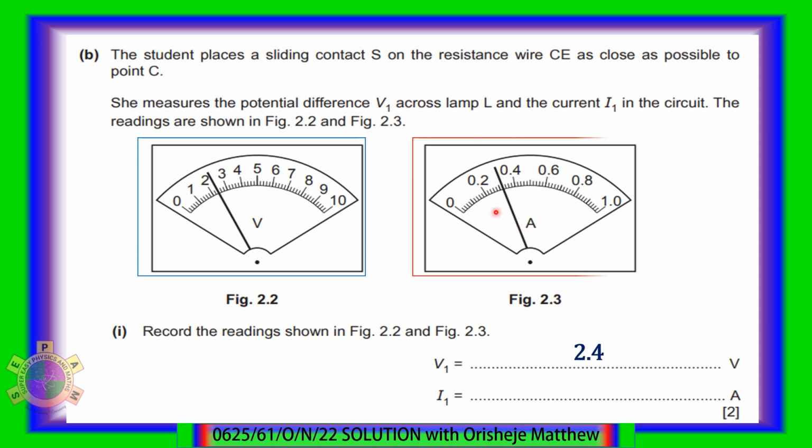If you look at the current, you see the scale for the ammeter is different from the scale of the voltmeter. Now if you look at the ammeter, this is 0.2, then 0.3, then 0.4. So if you look at it, this is 2. So you have 0.3, so 0.32. So 0.32 ampere.